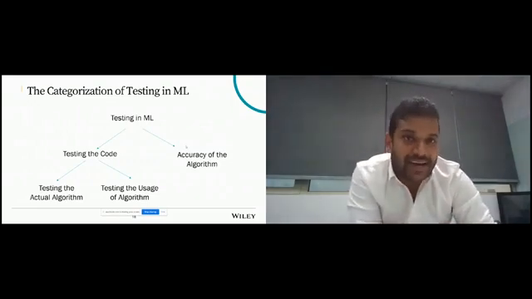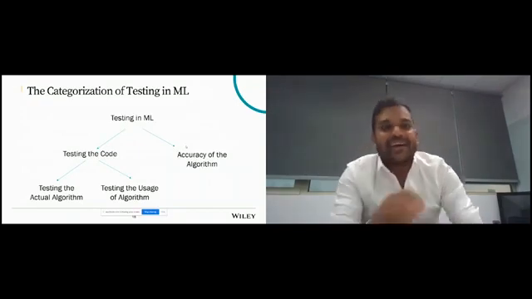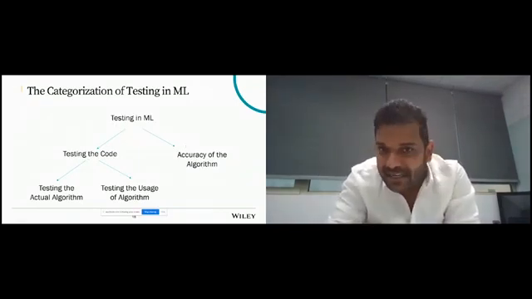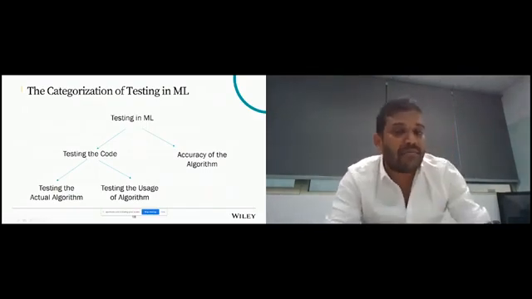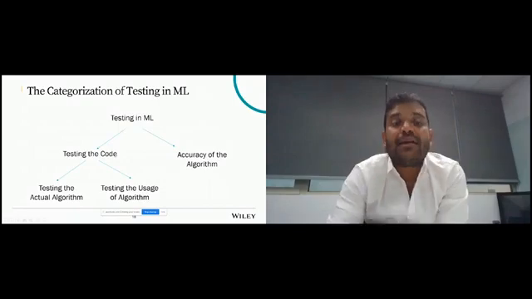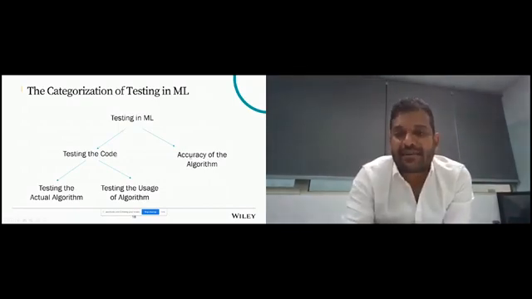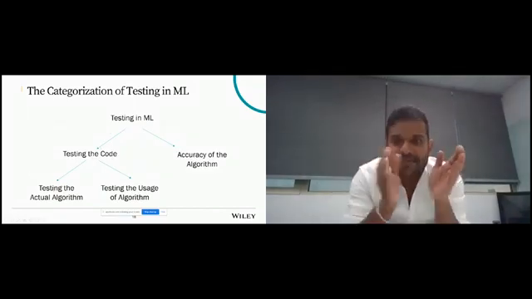I tried my best to categorize testing, the potential of testing in machine learning. So I break it into two parts. In testing in machine learning, I highlight the importance of testing the code itself and the accuracy of the algorithm as well. When I talk about testing the code, it's about testing the algorithm itself.